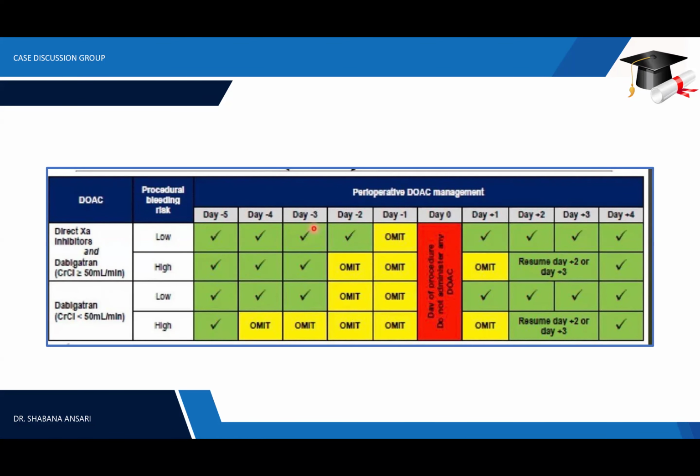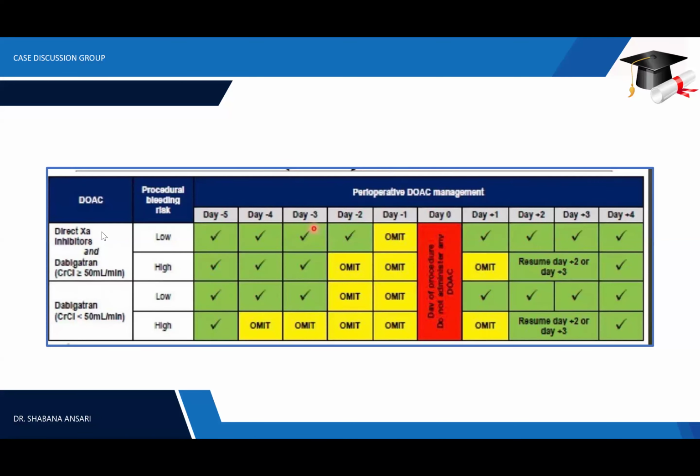They're not going to give warfarin and direct oral anticoagulant both. Because you have to explain the chart, you will see direct oral anticoagulant and the creatinine clearance. They have mentioned direct 10A inhibitors, means rivaroxaban, apixaban, and dabigatran. We know dabigatran is slightly different from other direct oral anticoagulants.